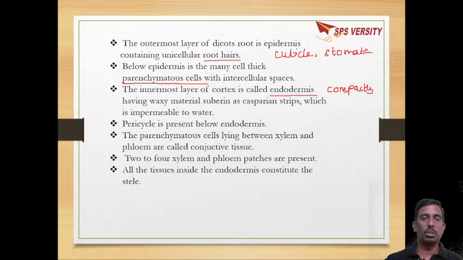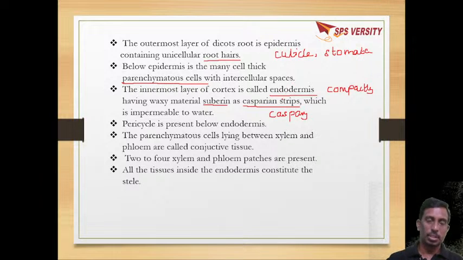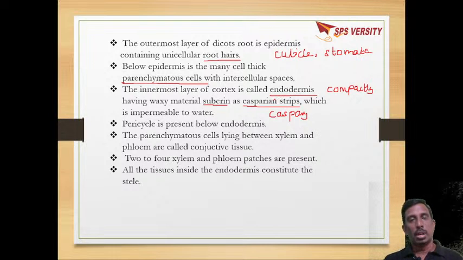And the walls are deposited with suberin, a chemical called suberin. इसको क्या बोलते हैं कि Casparian strips. The person who discovered this is Caspari, इसलिए इसको Casparian strips बोलते हैं, which is impermeable to water. So अभी तक हमें पढ़े epidermis और cortex.